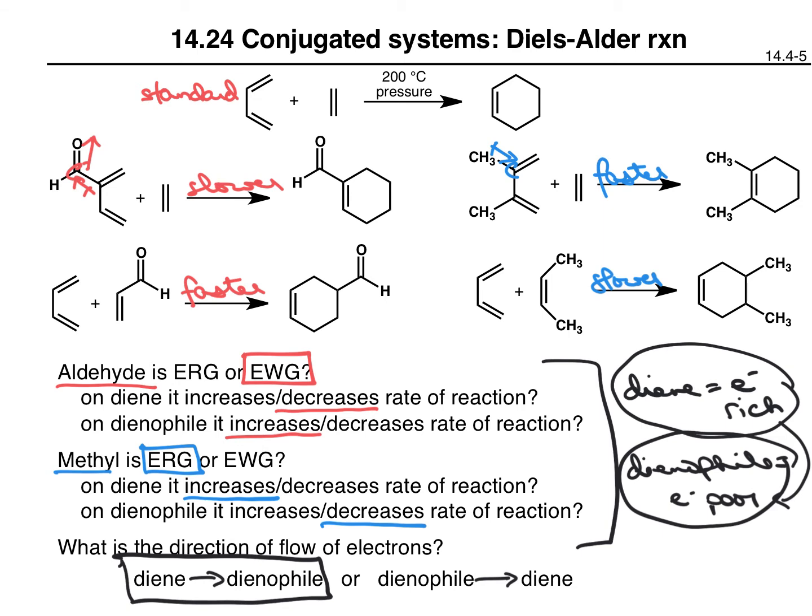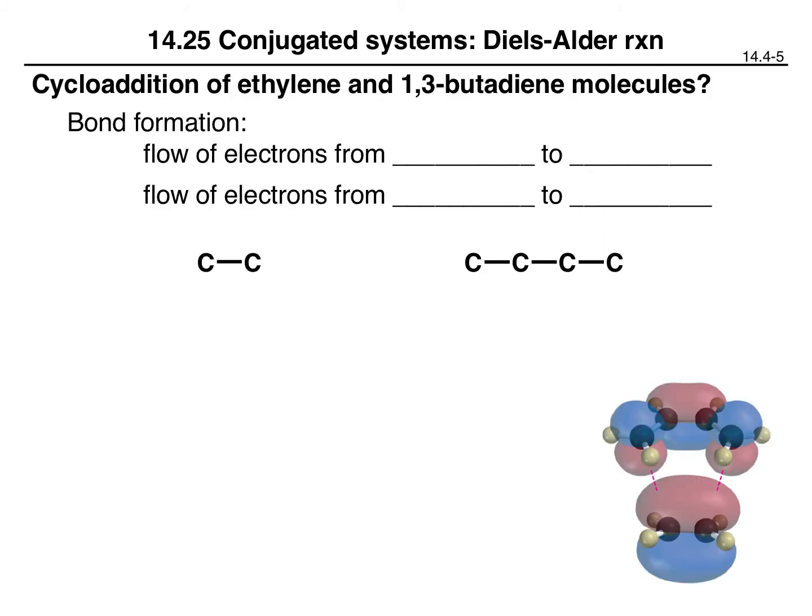How does this happen? Well, now let's go back to the frontier molecular orbital theory. From the previous slide, talking about the relative reactivity, we saw that the flow of electrons must go from the diene to the dienophile.